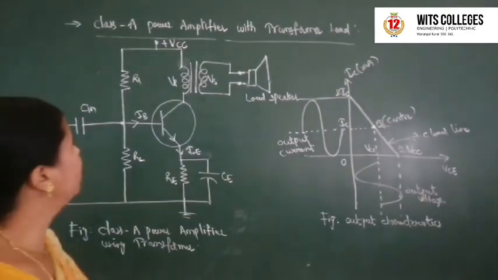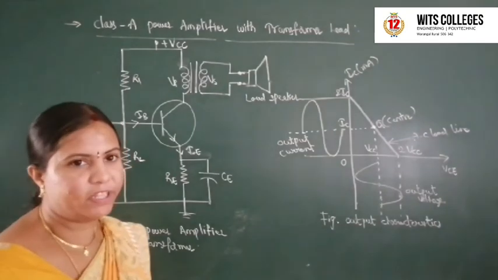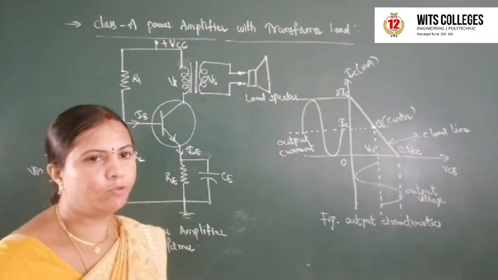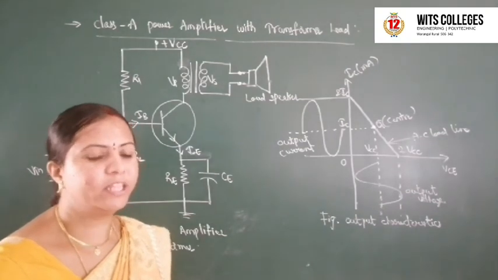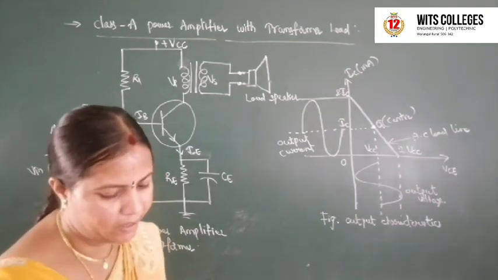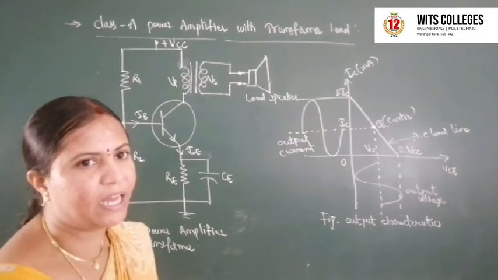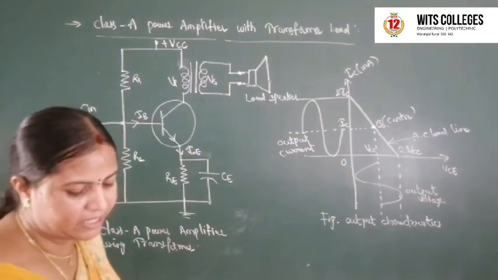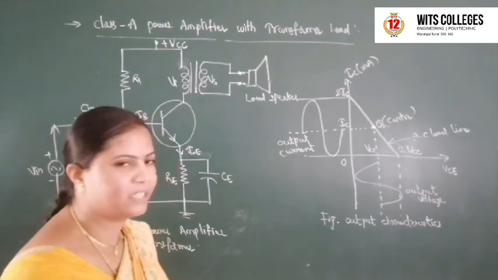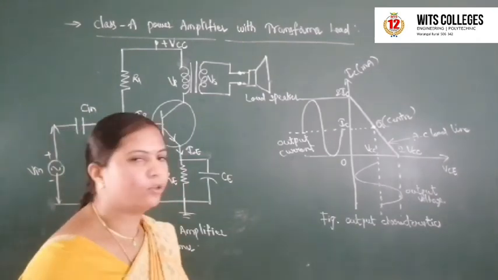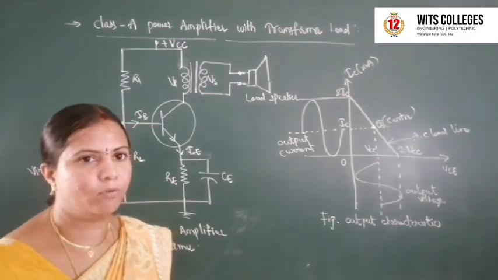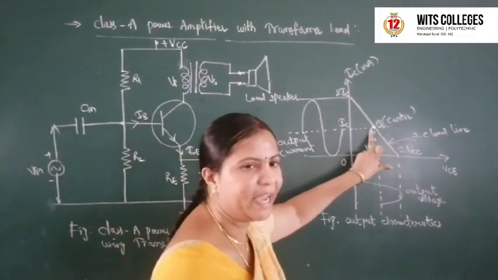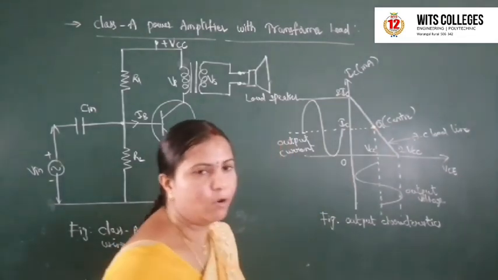Coming to the operation of the class A power amplifier with transformer load. In order to get maximum power output, the peak value of the collector current due to the input AC signal should be equal to the zero signal collector current. So for that we have to take the operating point exactly at the center of the AC load line.